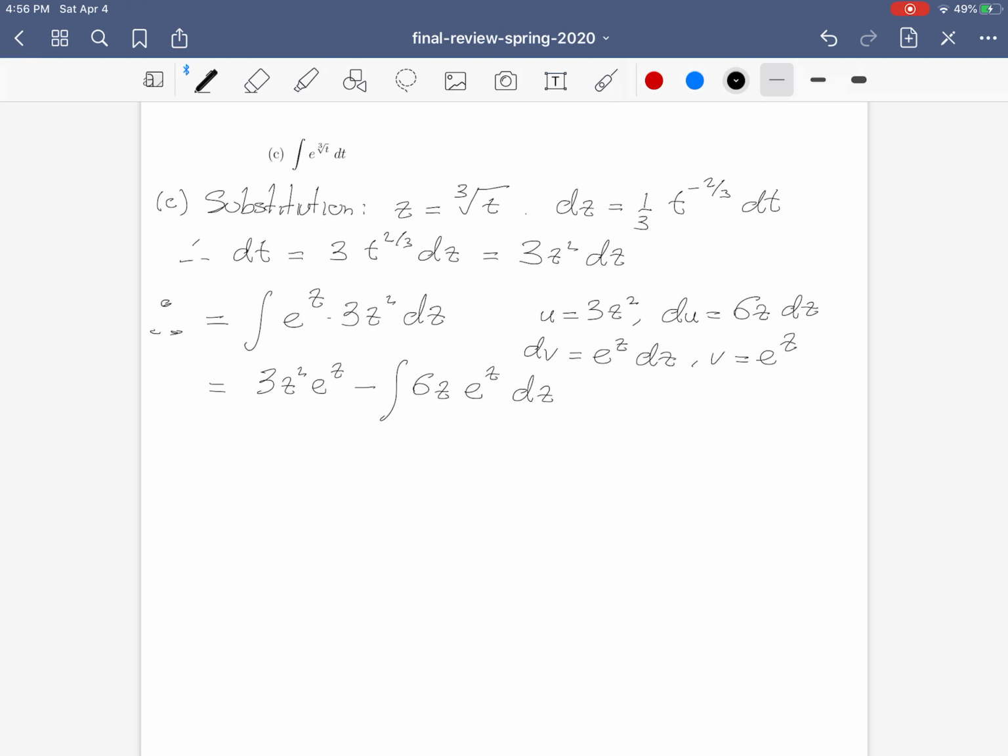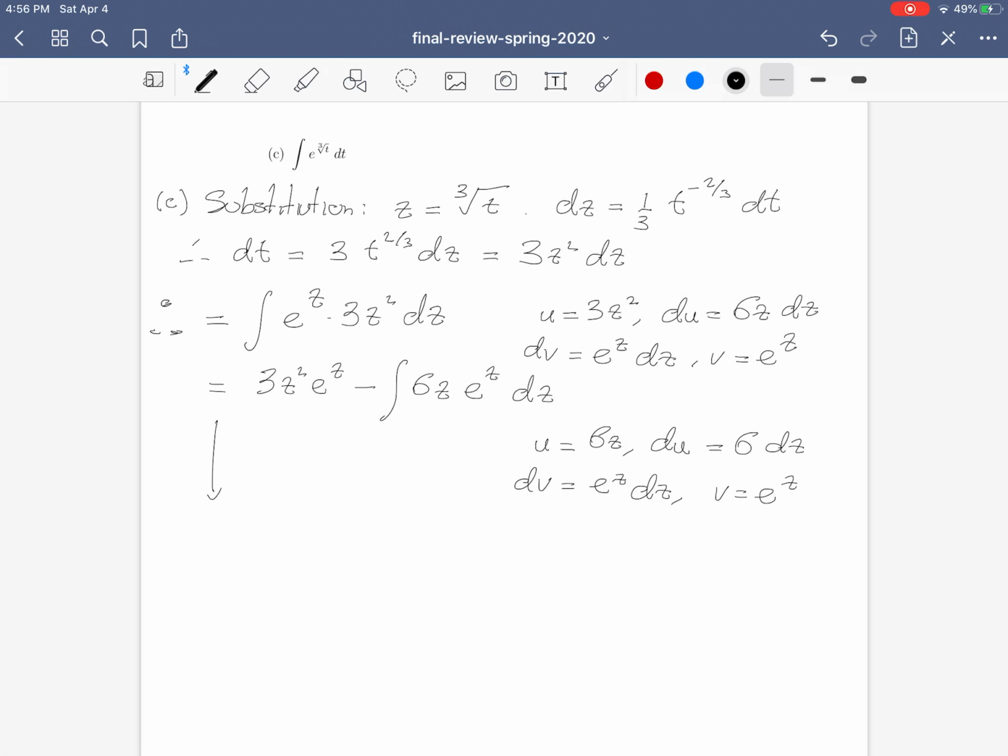Okay, so how are we going to do the next step? We're going to do this by parts again. So for this second integral, let's take u to be equal to 6z. So then du is equal to 6 dz. And let's take dv is equal to e to the z dz. So therefore v is equal to e to the z.